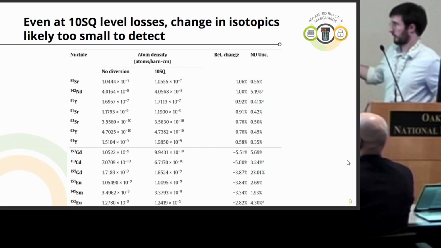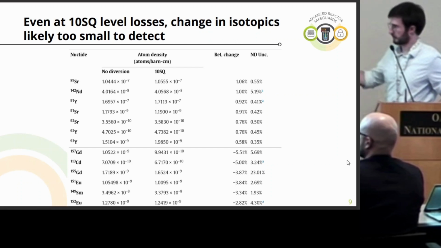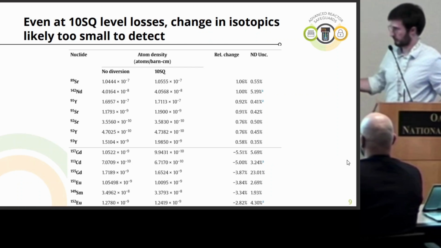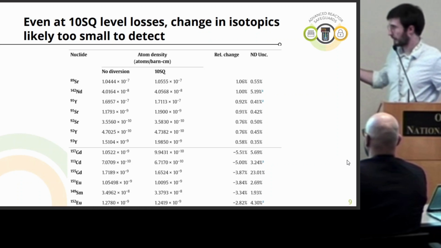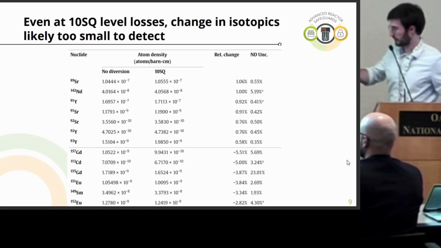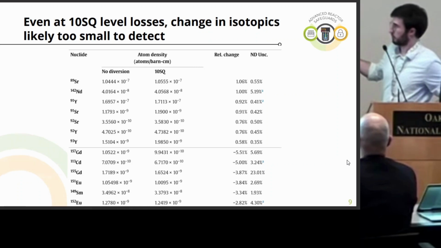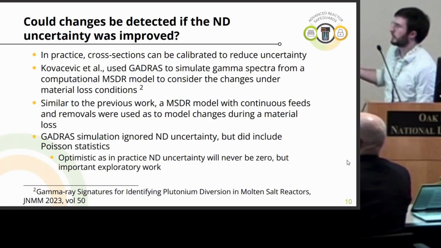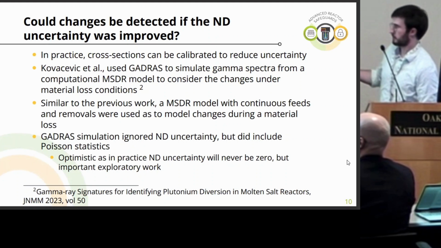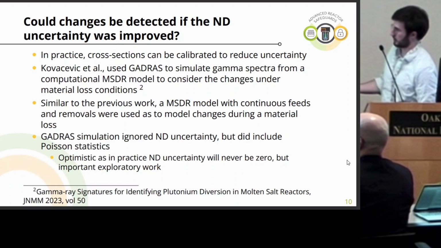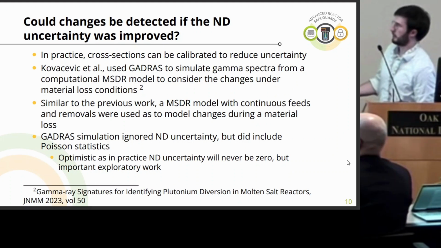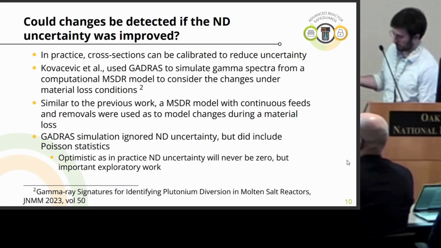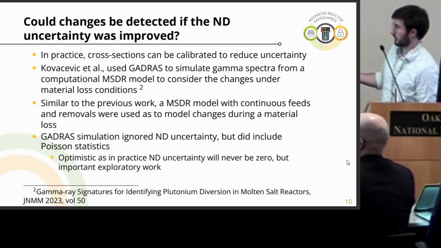And so that's kind of a challenge, right? That means that 80 kilograms of plutonium in this reactor just walked away, and we can't statistically conclusively say that it walked away, right? So in practice, you do have some gains, right? Like in light water reactors, they do calibrate the cross sections to reduce that nuclear data uncertainty. But even then, that might not reach the uncertainty targets that we need.